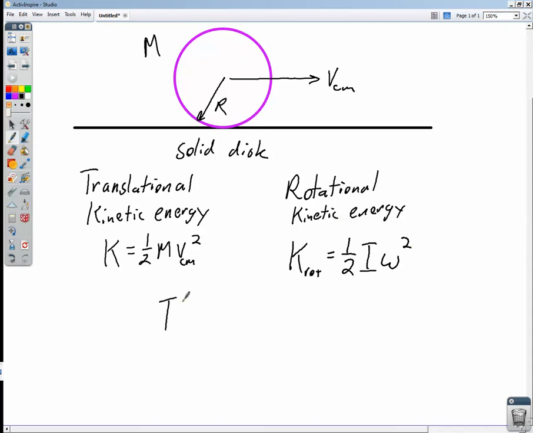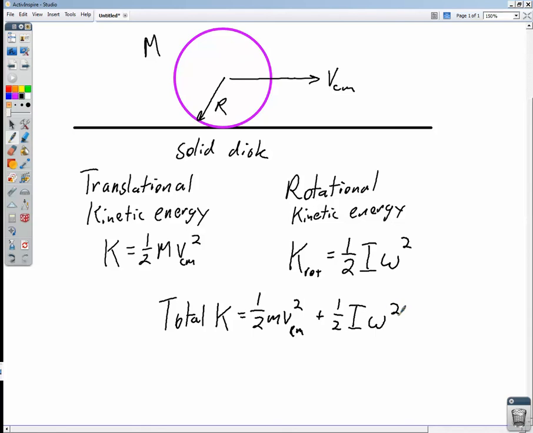So then the total kinetic energy is given by the translational, 1/2 mv squared, and this is velocity again of the center of mass, plus 1/2 I omega squared.